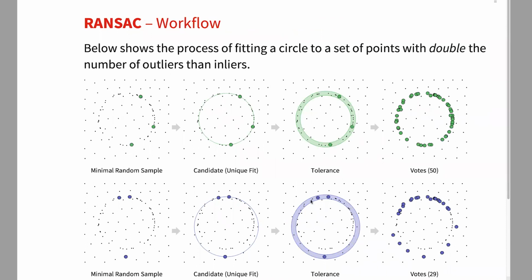Let's visualize this. Let's say we're trying to fit a circle. We have all these random noise points around it. We start by choosing 3 random points for our first candidate. We then do that unique fit to find a circle through them. We expand that fit by some tolerance value, look at all the points in that tolerance area, and count them as votes.